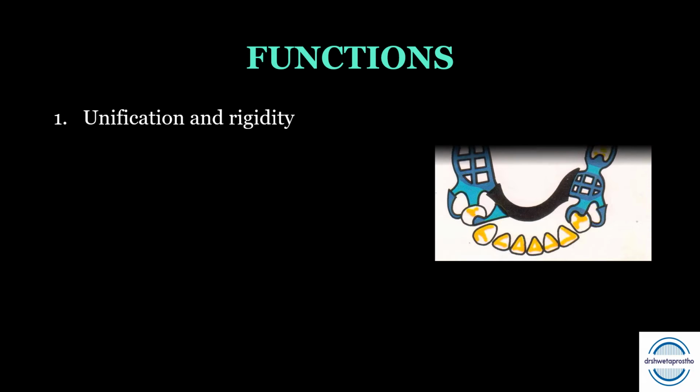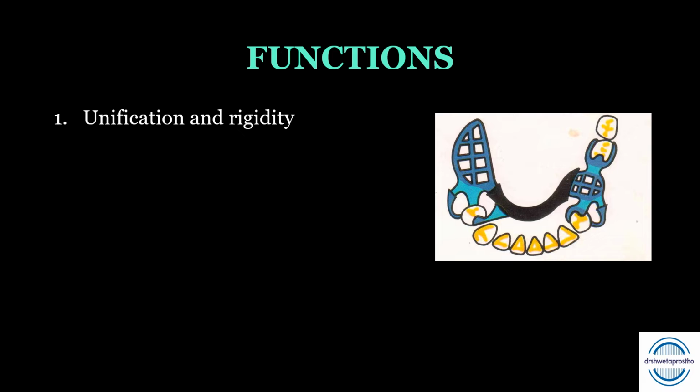Next comes the functions of the minor connector. First is the unification and rigidity. Unification means joining the connections, okay, and it provides the rigidity to the whole of the framework.